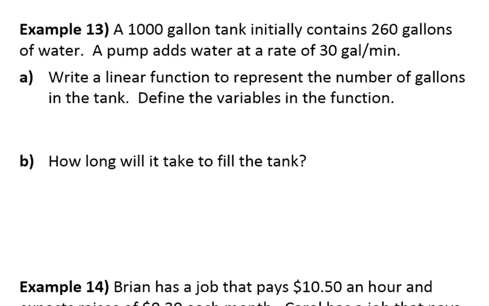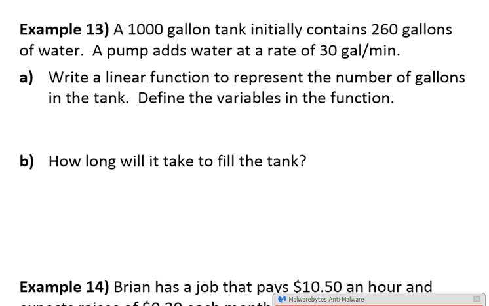Example 13, a 1,000-gallon tank. So we start off with 1,000 gallons. It's got that kind of capacity. Initially contains 260 gallons of water. A pump adds water at a rate of 30 gallons per minute. There's that rate thing again, right? Gallons per minute. So that means we're going to need to multiply it by minutes to get gallons for an answer. Write a linear function to represent the number of gallons in the tank.